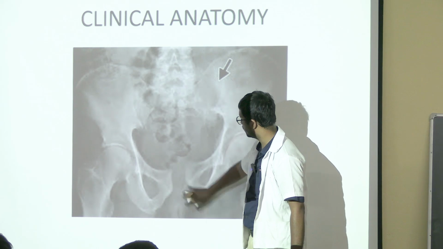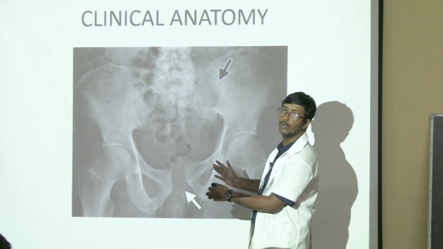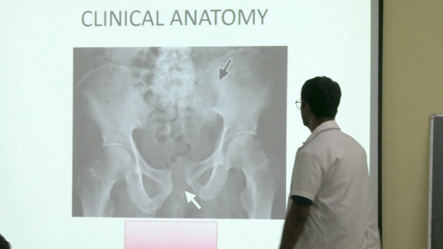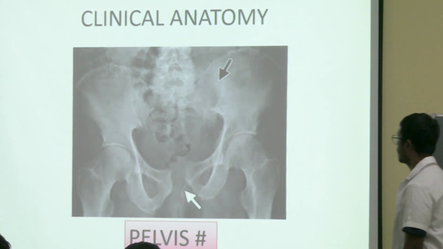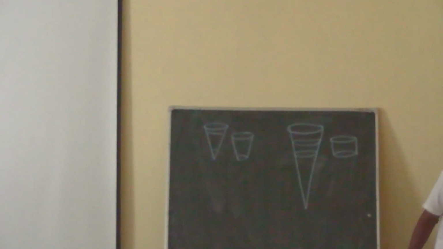Here is the pubic symphysis. Can you appreciate that here the pubic symphysis is slightly broken and taken away? So this is pelvic fracture. What is this hashtag? Fracture. Fracture is denoted by hashtag. Okay. So this was actually the last slide.